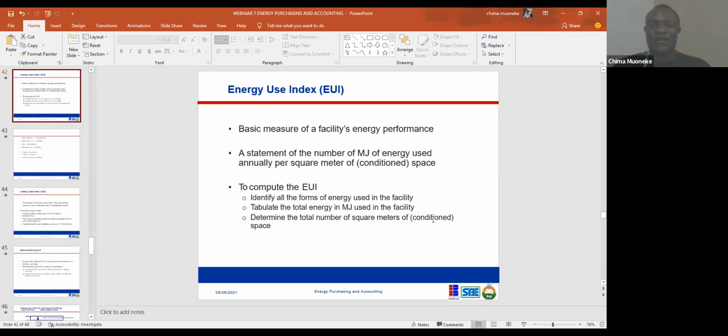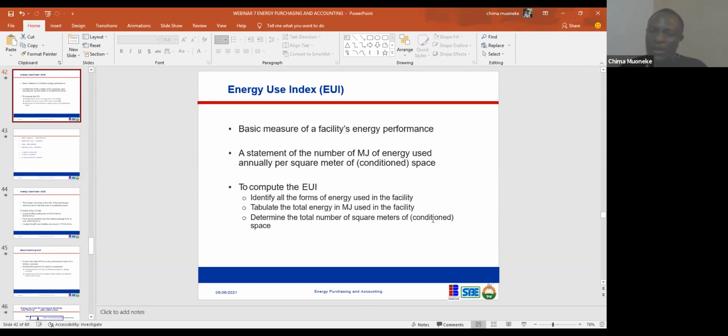So again, I must say that this is a weak indicator. A stronger indicator is the one I told you about with the chocolate. In that case, in most cases, we refer to them as specific energy consumption, not energy use index.